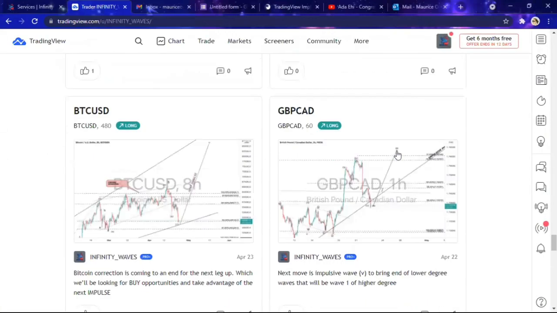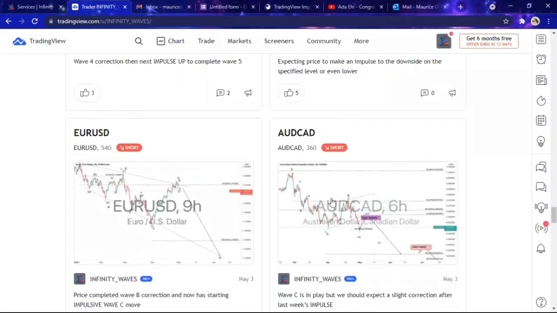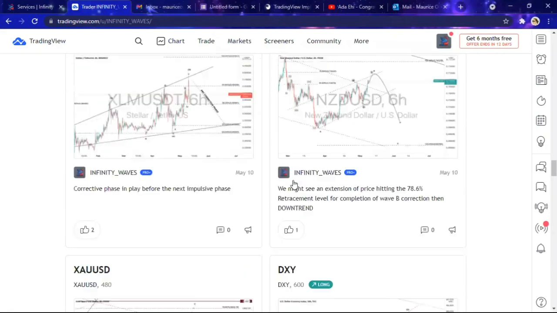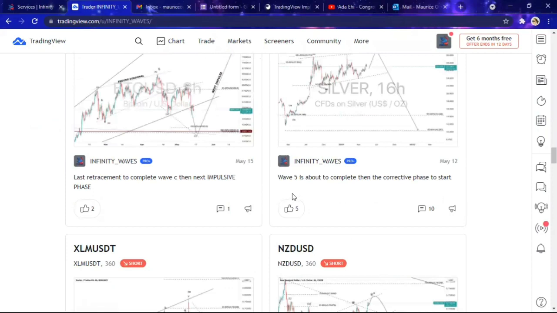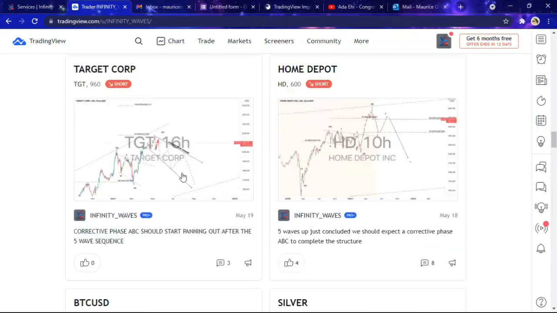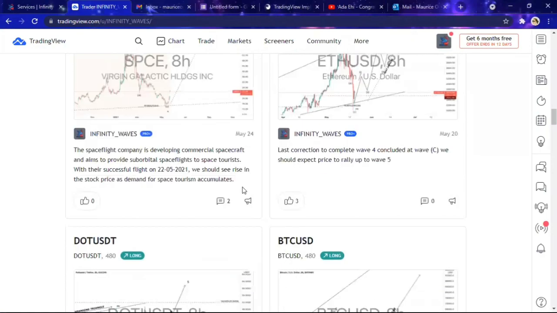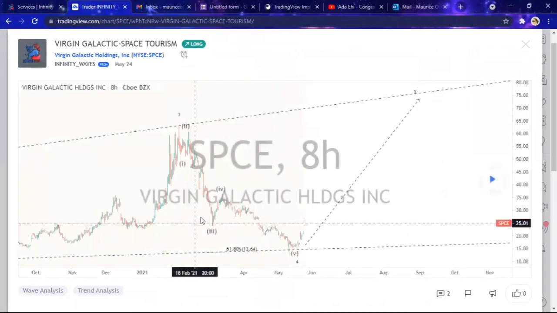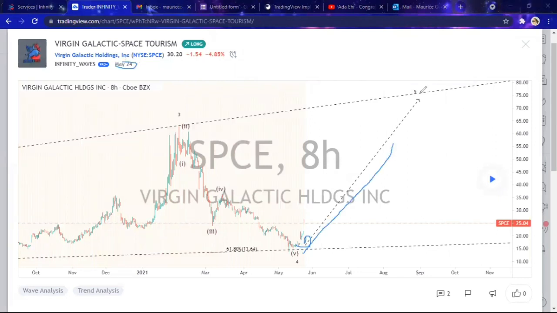Another stock that we were actually looking at was Virgin Galactic. Virgin Galactic is a company of Richard Branson. He's trying to commercialize space tourism. So let's see how Virgin Galactic did. So here it is. This was May 24th. May 24th price was at this level. So we're waiting for it to go up. So let's see how it performed.